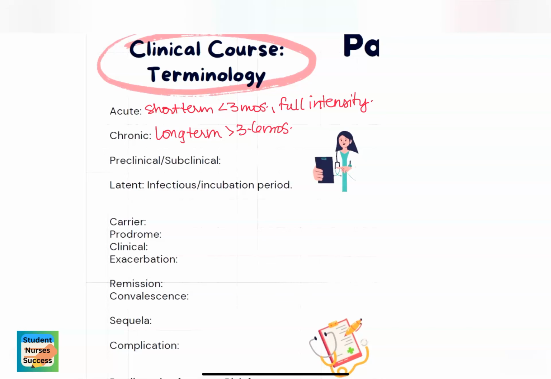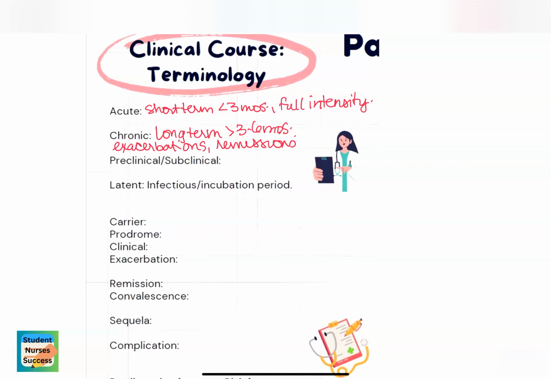The thing about long term is often with an illness that's chronic, we see exacerbations where maybe it gets worse at times. And sometimes we see remission where maybe the symptoms go away for a while or become silent or maybe gets better for a period of time.